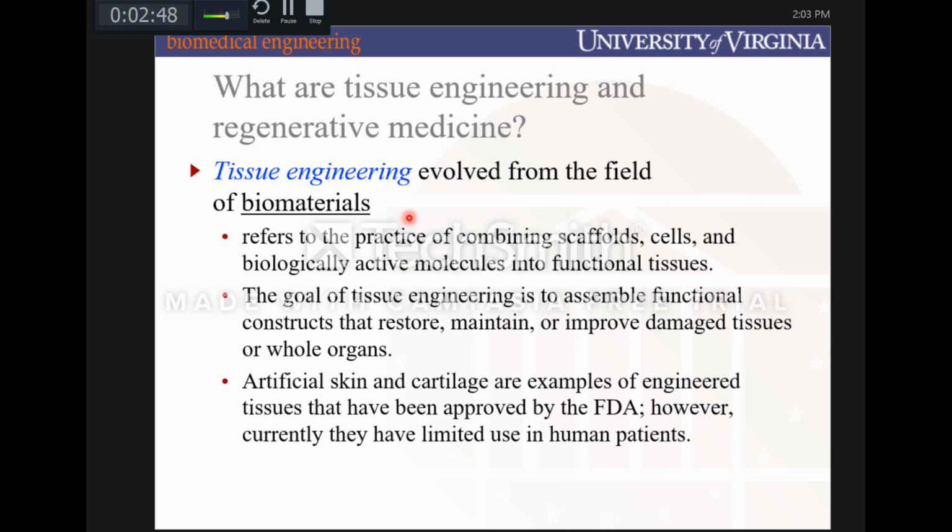And as you want more and more physiologic outcomes for wound healing and injury, you don't want something that can just be passively tolerated by its recipient organism. You want something that actually integrates and can return into functional constructs, so restoring, maintaining, or improving damaged tissues or whole organs. So the best we've got right now is artificial skin and cartilage.